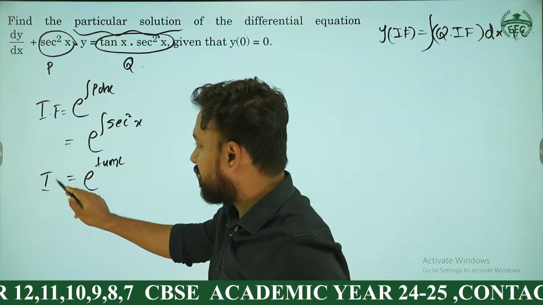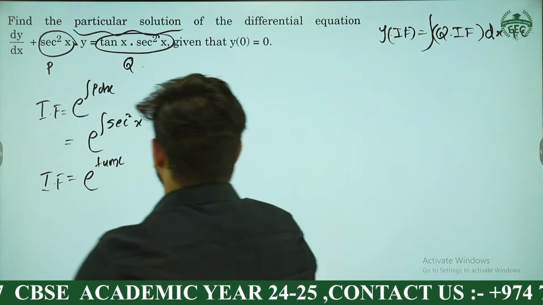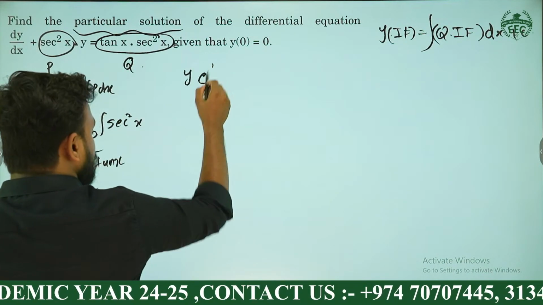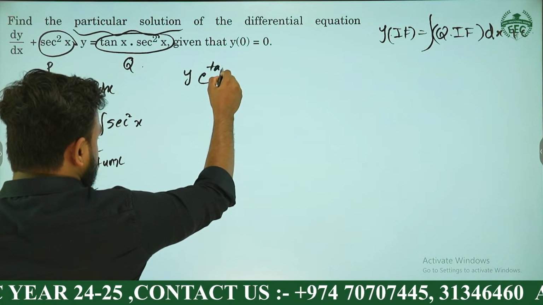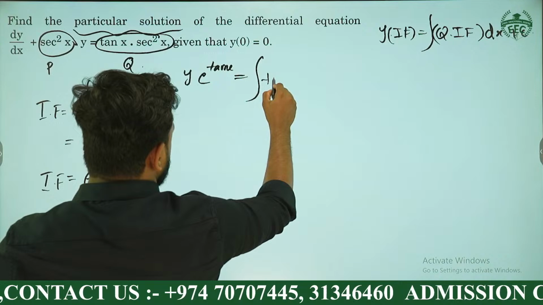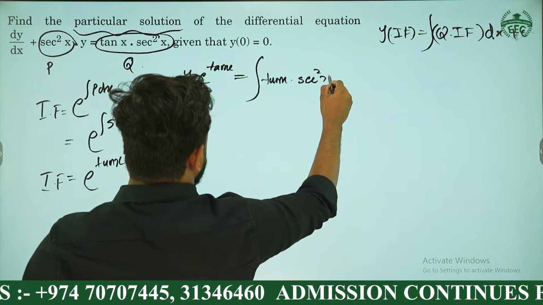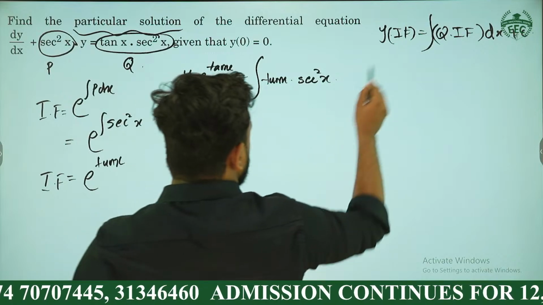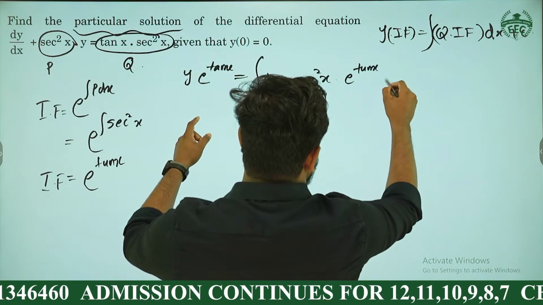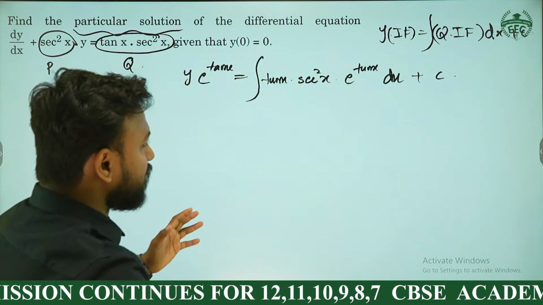So you got the integrating factor, that is e raised to tan x. And you can see then the solution is y into integrating factor, y into e raised to tan x, which is equal to integral, what is q? Q is tan x into sec square x into integrating factor, that is e raised to tan x dx plus c. This is our answer.